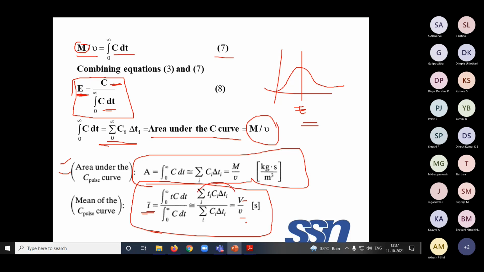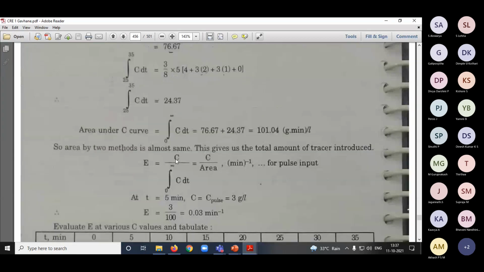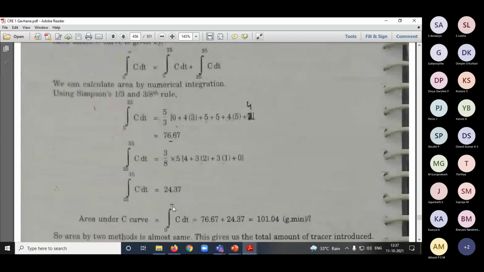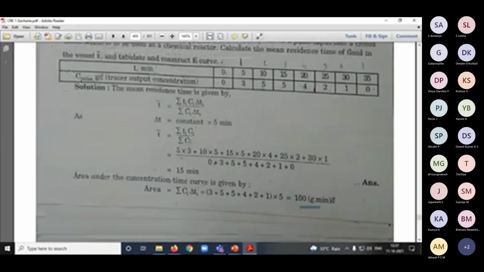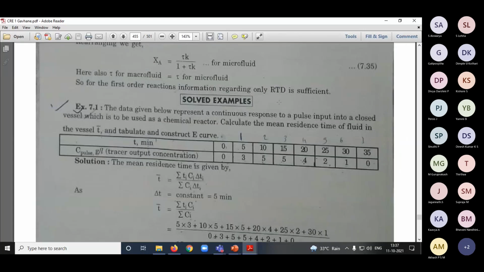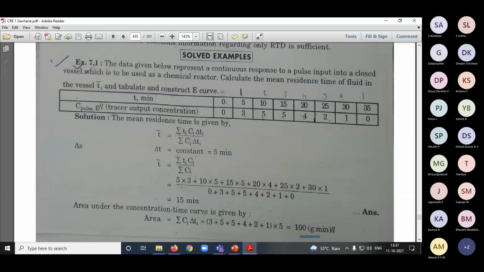So this you have to calculate using this particular formula, which we did. The E curve is C divided by this. So we drew the E curve and based on this, you calculated it. Again, I repeat this problem. The C curve data is given, and it is asking you to calculate the mean residence time and the E curve. So the mean residence time is this formula.